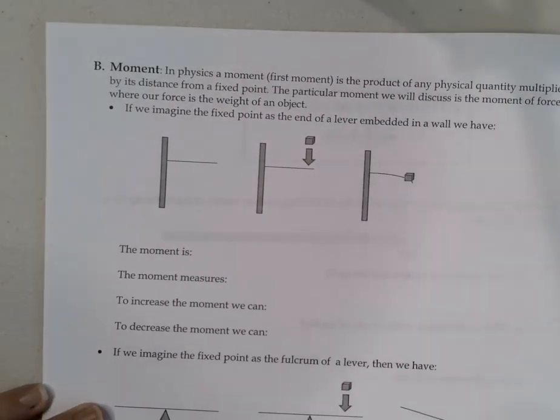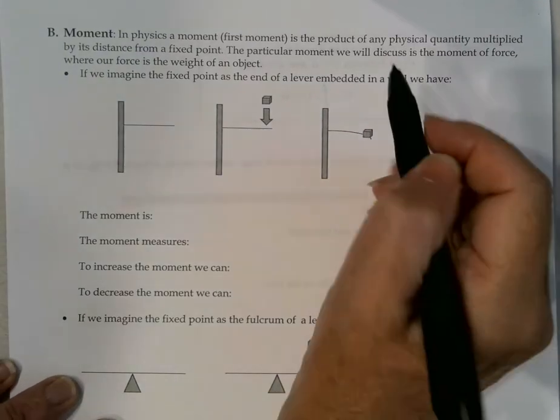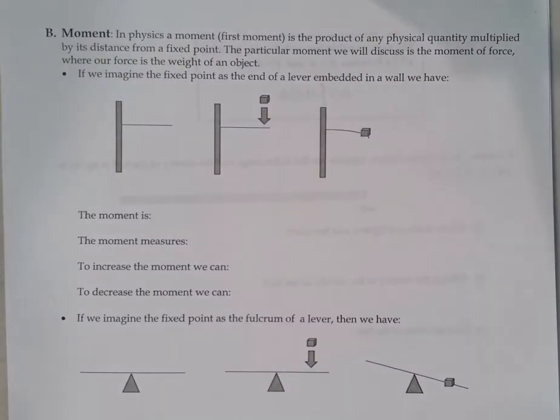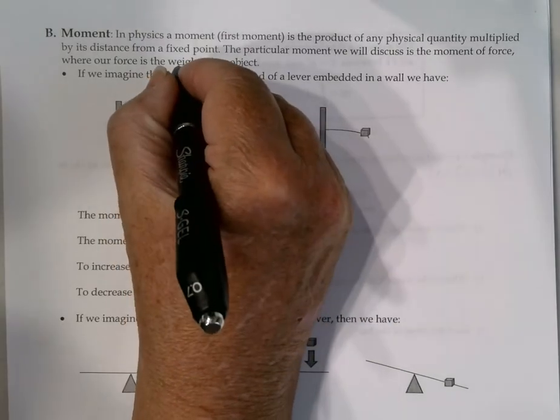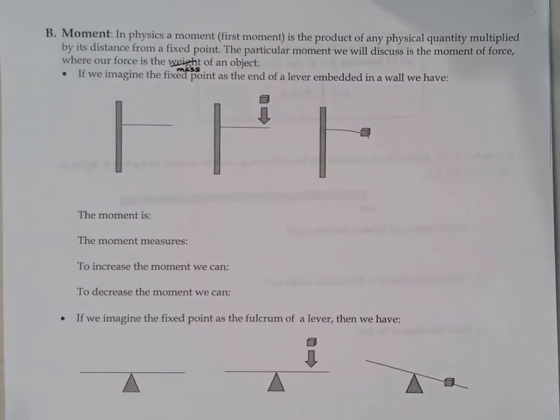Second concept here is the idea of moment. In physics, a moment, sometimes called the first moment, is the product of any physical quantity times its distance from a fixed point. We're going to be discussing moment of force, where force is represented by the weight, and actually in our case we're even going to go with mass of the object. Since we're staying on Earth, mass and weight have an exact close relationship, so we won't worry too much about that at this point.